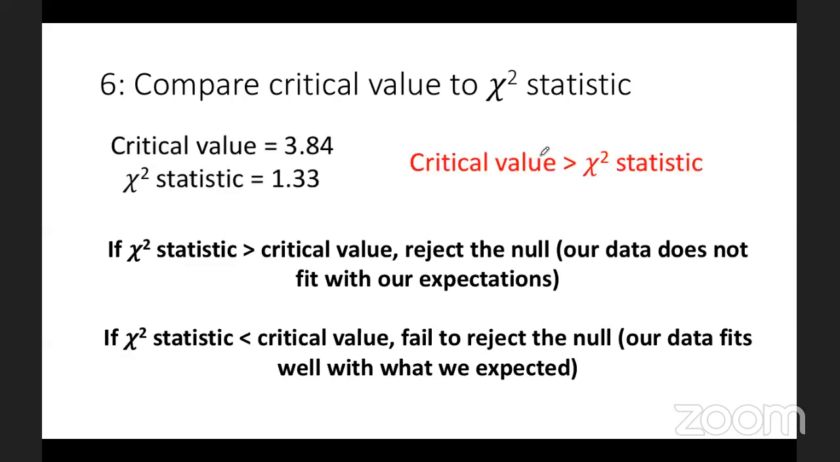Therefore, our critical value is greater than our chi-square statistic, and that fits this second scenario. So if our chi-square statistic is less than the critical value, we fail to reject the null. In other words, this data seems to fit well with what our expectation was, and any differences between our expectations and our observations is probably due to random chance.